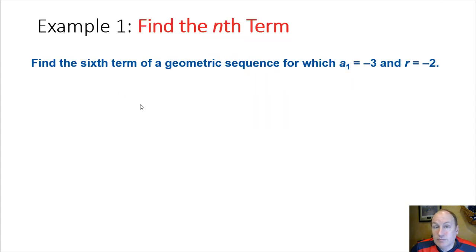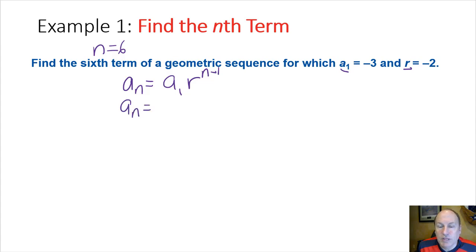Let's use that to find a particular term in a geometric sequence. To find the sixth term in a geometric sequence, where the first term, a sub 1, is negative 3, and the common ratio is negative 2, we're going to use that formula. The nth term is equal to the first term times the common ratio multiplied by itself n minus 1 times. In this case, n is equal to 6 because we're looking at the sixth term. The common ratio is negative 2, and the first term is negative 3. So we're going to put those into the formula.